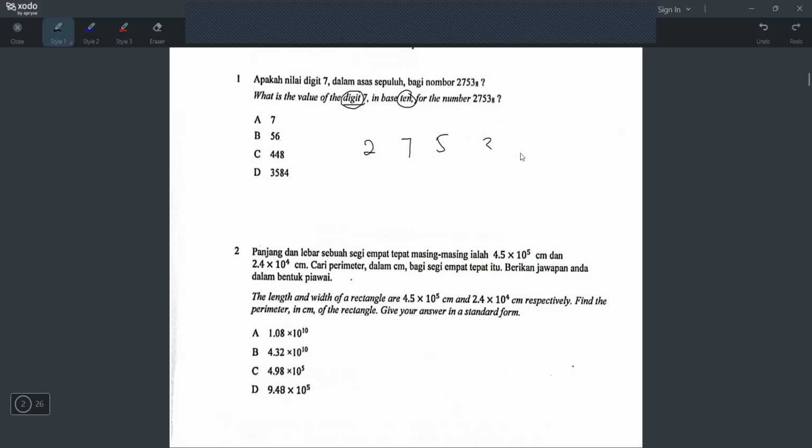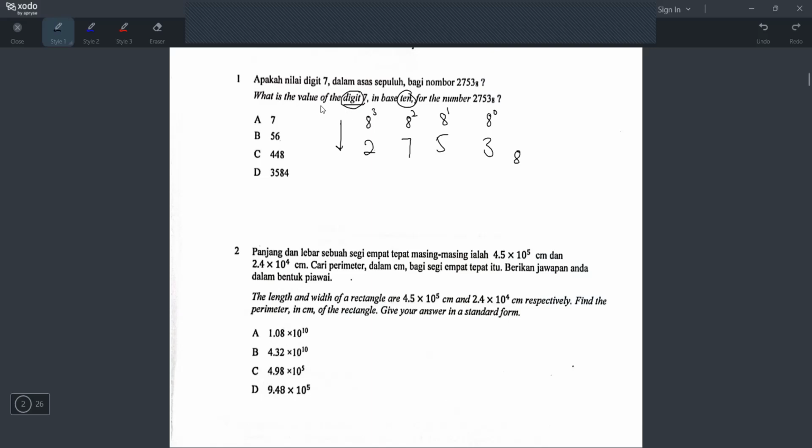2753 base 8. If we want to write the place value, the nilai tempat, we will look at the base. If it's base 8, then we will start with 8 power 0, 8 power 1, 8 power 2, 8 power 3. We always write from right to left, so we start from here. Power 0, power 1, power 2, power 3. Always start with power 0. If we want to convert to base 10, we will take 8 power 3 times 2, 8 power 2 times 7, 8 power 1 times 5, 8 power 0 times 3, and tambah all together, plus all together, if you want to change to base 10.